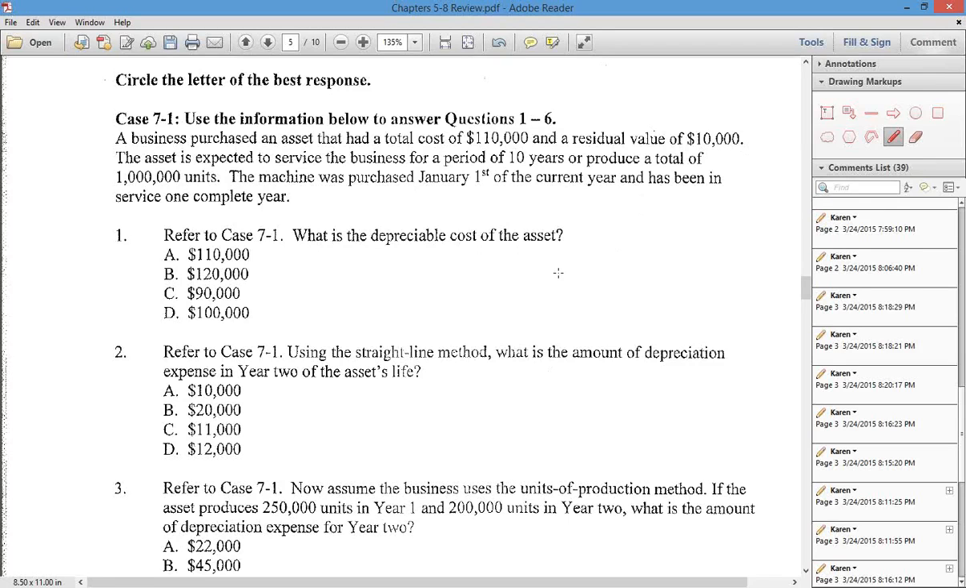So the depreciable cost of the asset, again, this is a definition. Do we understand what the term depreciable cost means? The depreciable cost is the amount we are going to depreciate. So there's no real formula for it, well, I guess there is. The formula for depreciable cost would be cost minus residual.